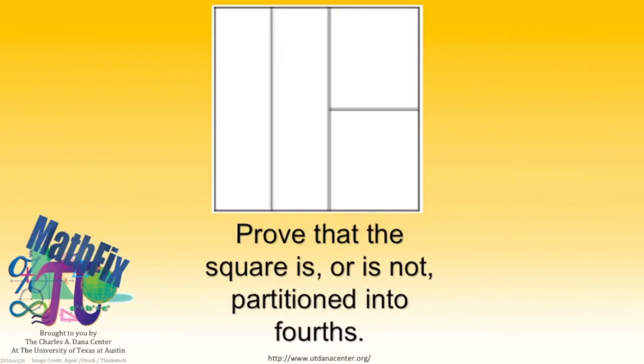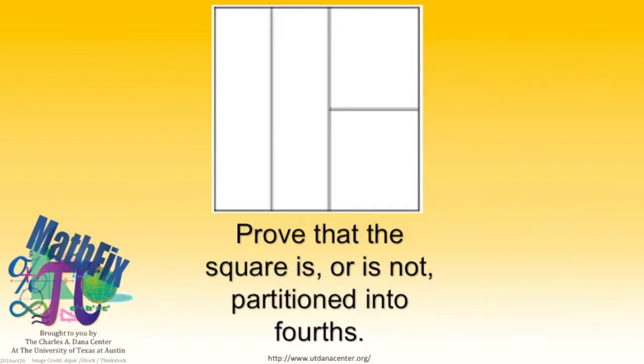Today's math fix centers around 2.G.3, partitioning circles and rectangles into 2, 3, or 4 equal shares, describing the shares using halves, thirds, half of, third of, and etc. The standard also says recognize that equal shares of identical wholes need not have the same shape.